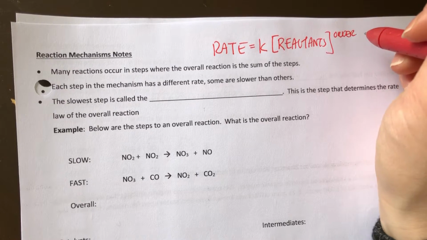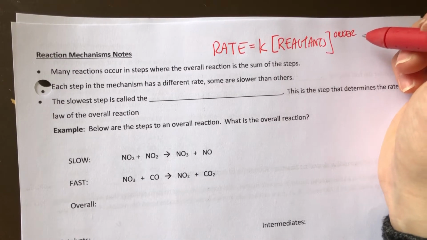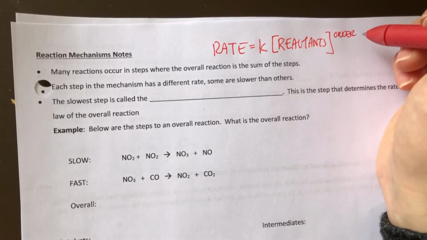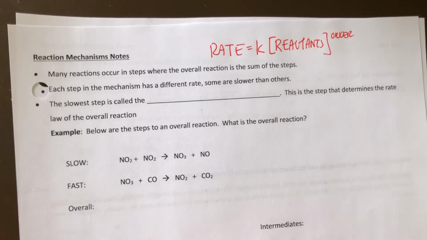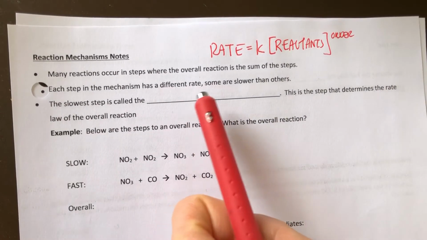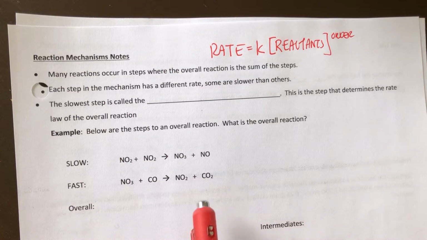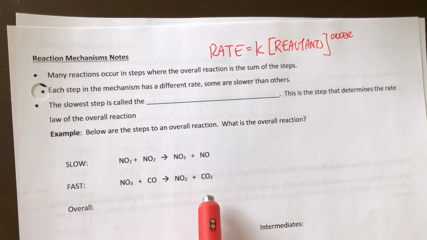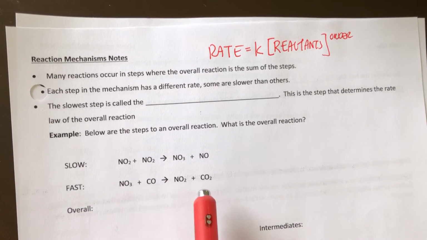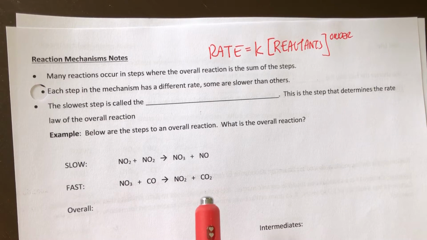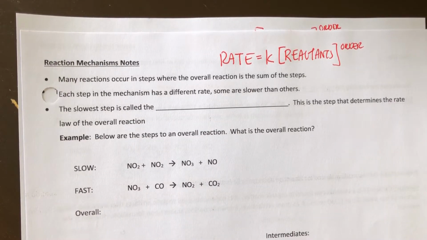Like, why are some reactants second order? Why are some first order? Why are some zero order? So many reactions actually occur in steps, like little mini reactions, where the overall reaction is the sum of the steps. And each step that's in the reaction has a different rate. Some are slower than others.